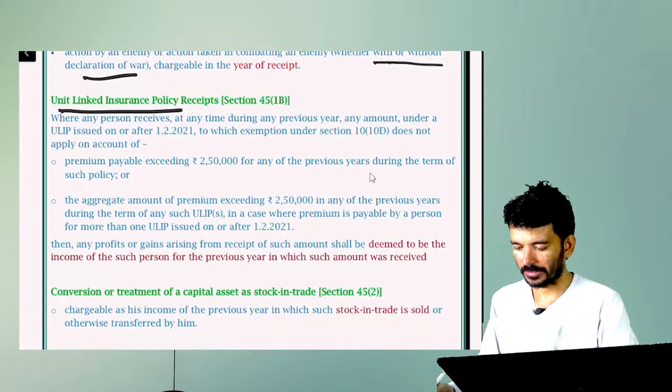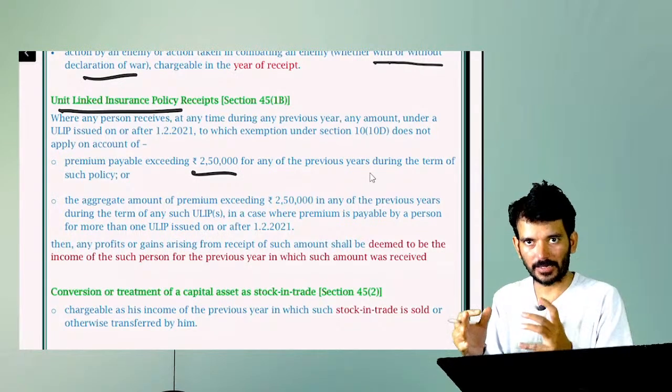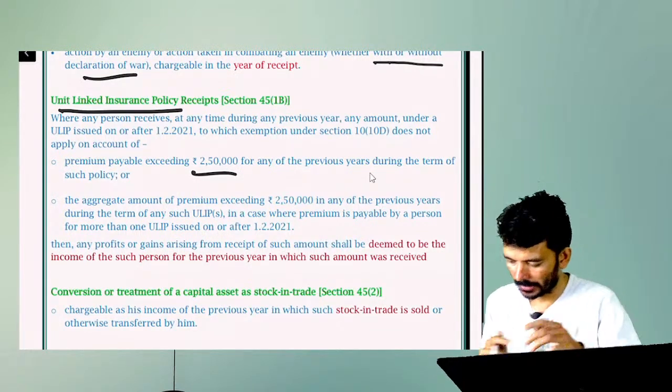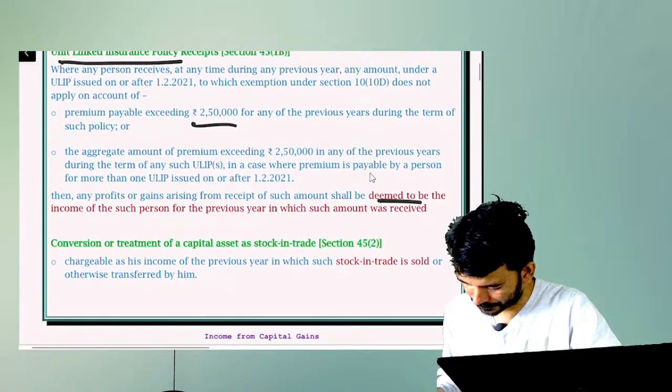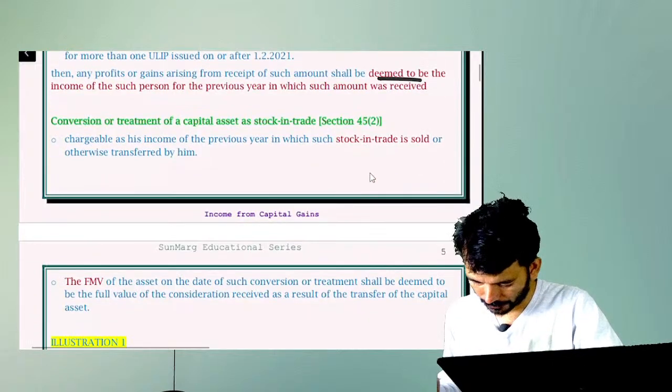ULIP is also the same thing. Whenever you invest in a ULIP which is more than 2.5 lakh, it is a capital asset, but only when you redeem it will you be paying tax on the ULIPs.